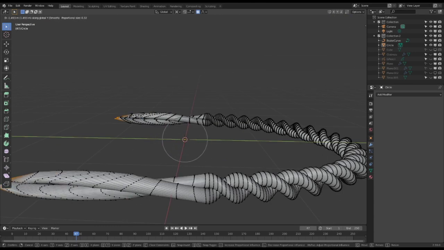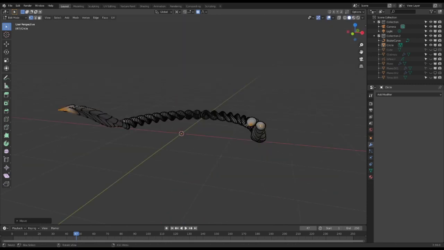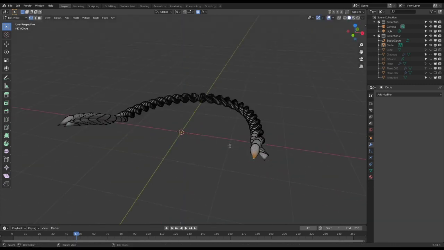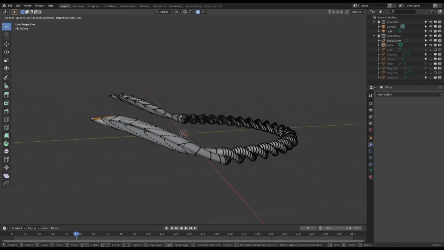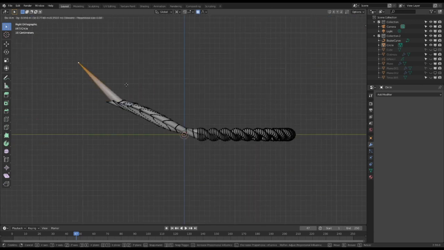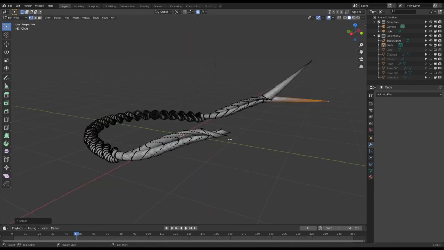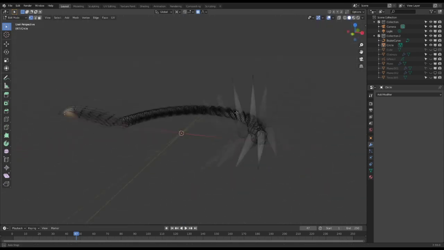But yeah, so this is my attempt at another sort of spiky crown sort of thing, because you can't show up to a party without some sort of headdress.